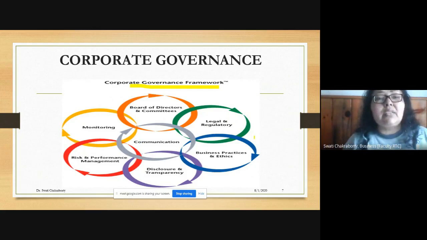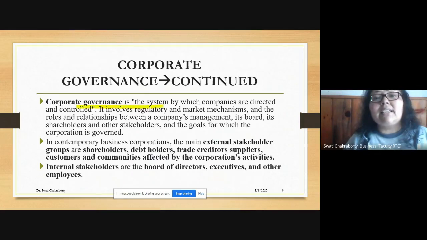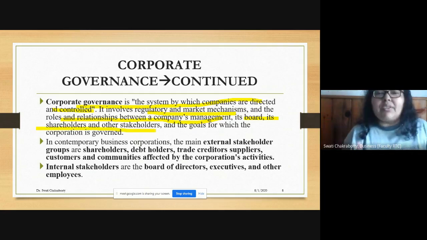In other words, when we say corporate governance, it's a system, a mechanism, a framework with the help of which companies are directed and controlled. It involves both regulatory as well as market mechanisms, and the roles and responsibilities between the company's management, board, shareholders, and other stakeholders. Who are stakeholders?